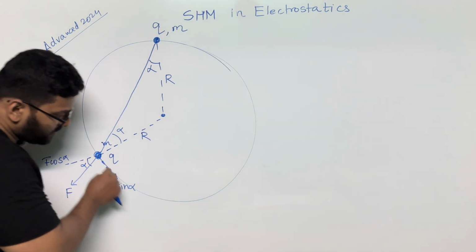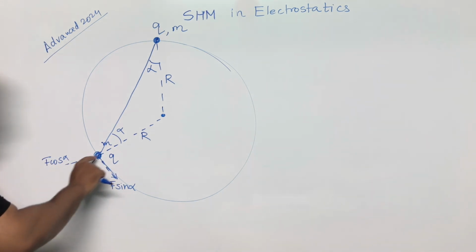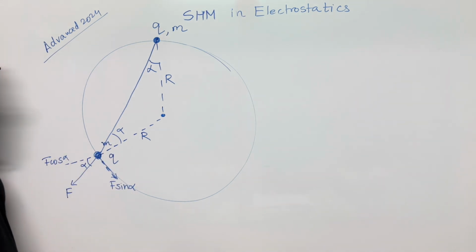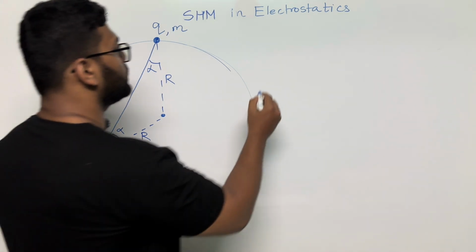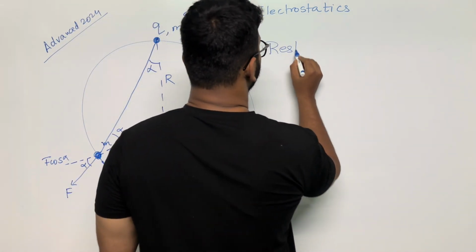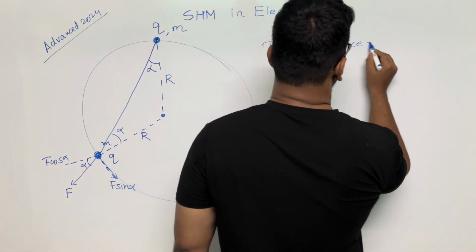Now f sin alpha is the one which is the restoring force. It is bringing this charge towards the mean position. This does not have any role. F cos alpha is perpendicular to this, so it doesn't have any role. Only f sin alpha is the restoring force. So the restoring force can be written as f sin alpha.